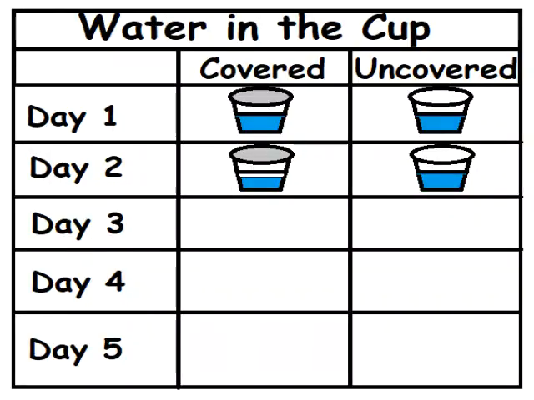Now I've got an example right here. At the top of my chart, I have a title and it says water in the cup. Then I've titled this column covered. That's the one that has the plastic wrap on top. And this column uncovered. This is my open cup that does not have plastic wrap on top. So day 1, day 2, day 3, day 4, day 5, these are the days I'm going to draw pictures and record data for. On my first day, the water is exactly the same in each cup.